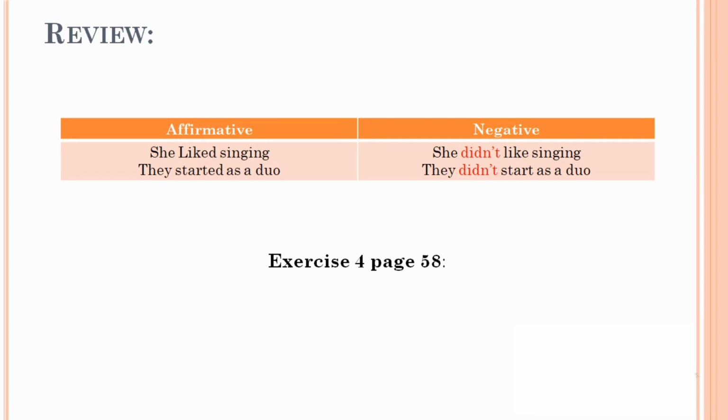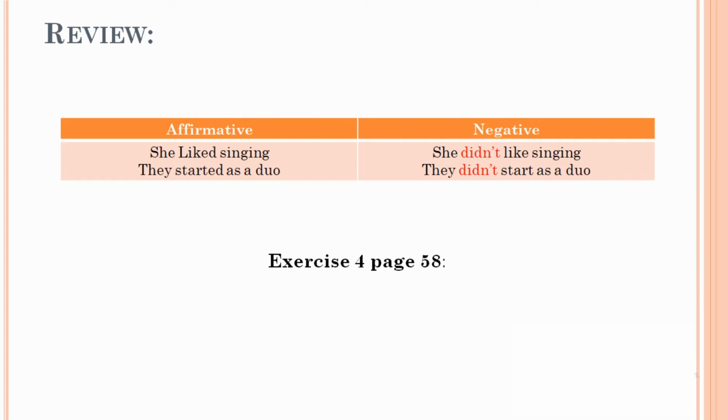She didn't like singing. So we didn't write she didn't liked. This is not correct. The correct one is she didn't like, the base form. She didn't like singing. They didn't start. We didn't say they didn't started. This is not correct. The correct ones are she didn't like singing and they didn't start as a duo.